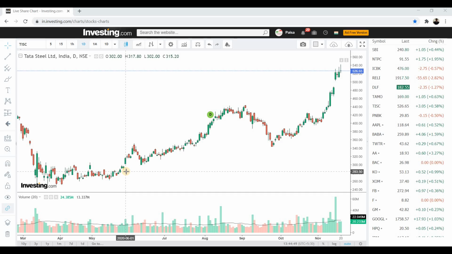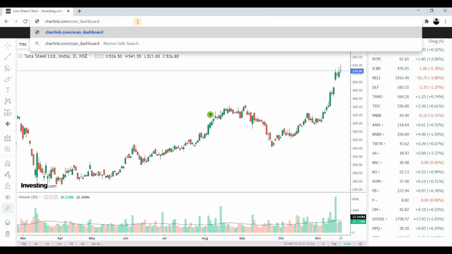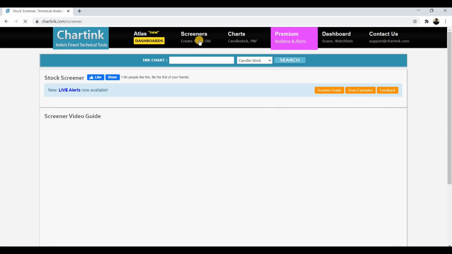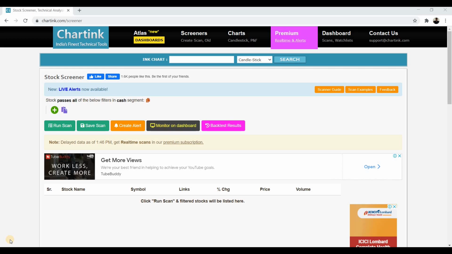Now that we have seen two examples of inside day on the daily chart, it's time to create the bullish and bearish inside day screener. This is our step number 1 for earning 500 rupees daily in the share market. For that we have to go to chartlane.com, and here we will click on create scan. So first I will create the bullish inside day screener.